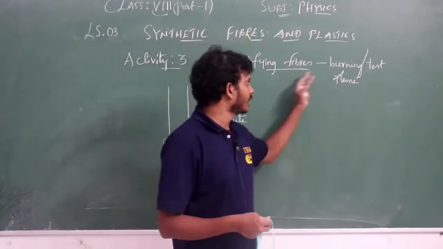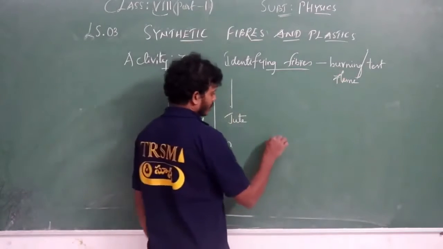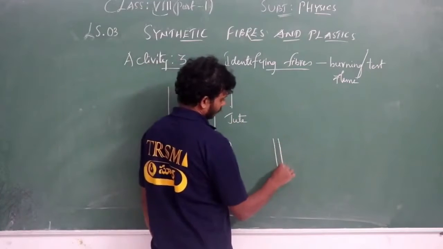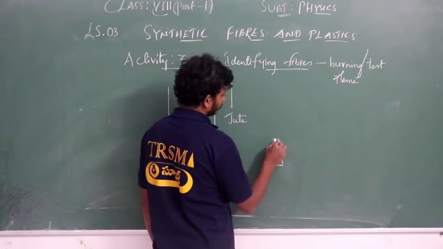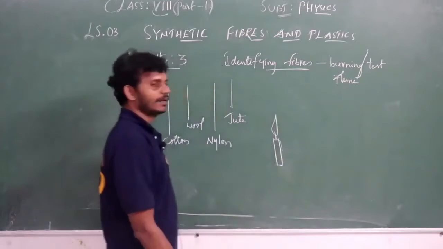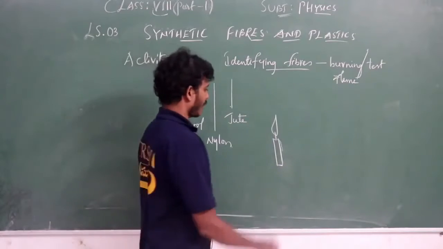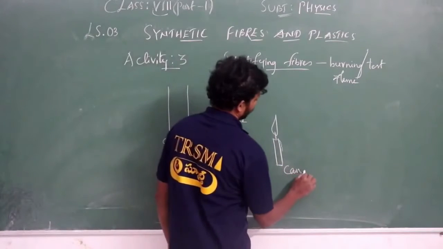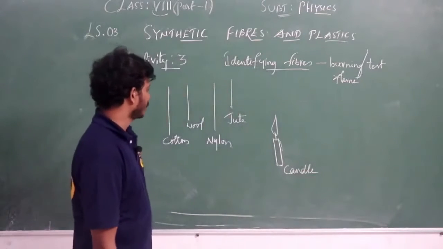You are just undergoing a flame test. First, what should we have? You can have a candle, if not a Bunsen burner. You can go for a Bunsen burner also. I took a candle here, since it is more available for us. So I have taken a candle.